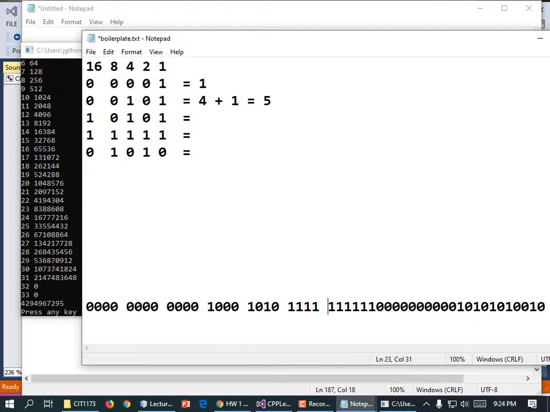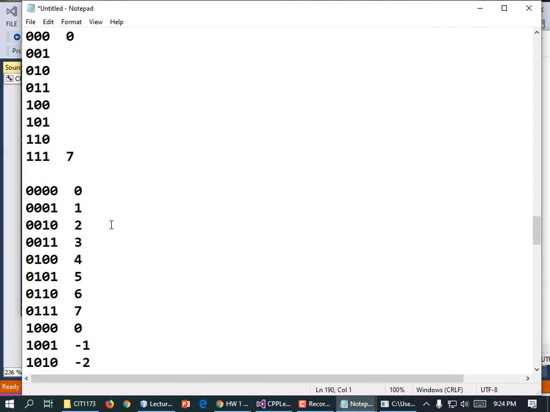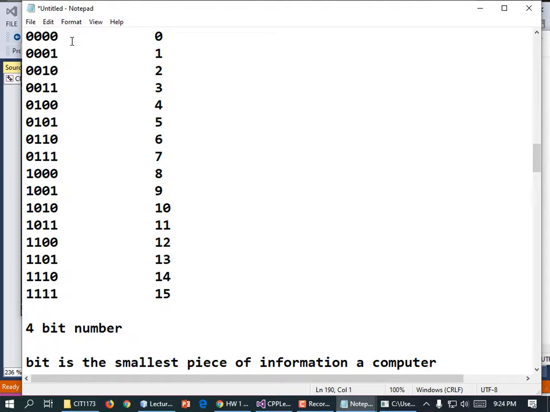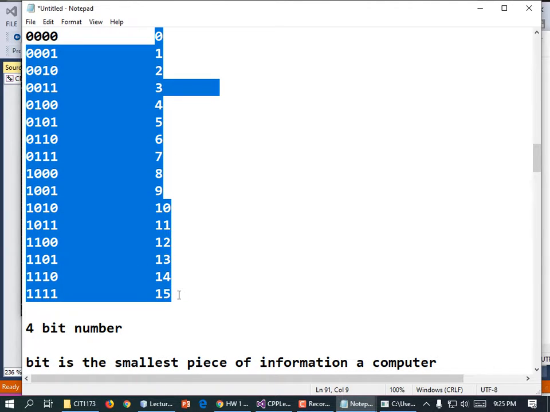But if you clustered them into 4 bits, you could do something called hexadecimal. What do I mean by hexadecimal? When we had these things here, from 0, 0, 0, 0 up to 1, 1, 1, 1, we had the option of counting them as any value between 0 and 15.